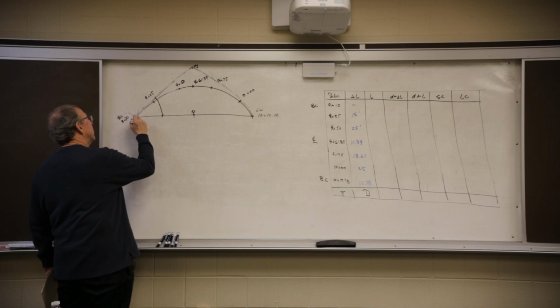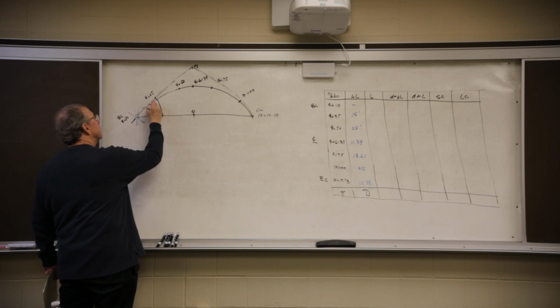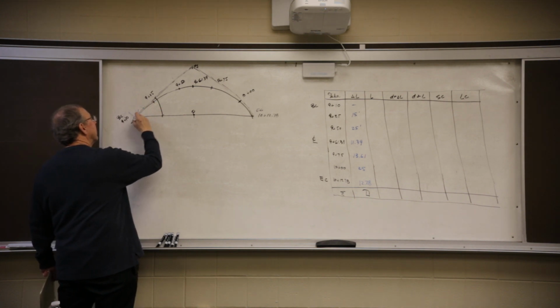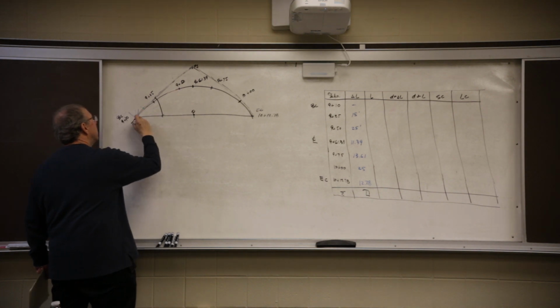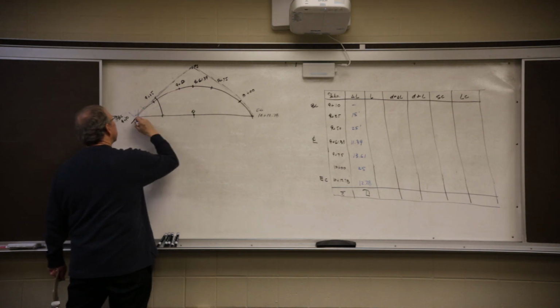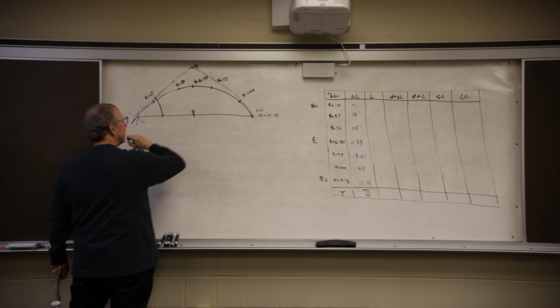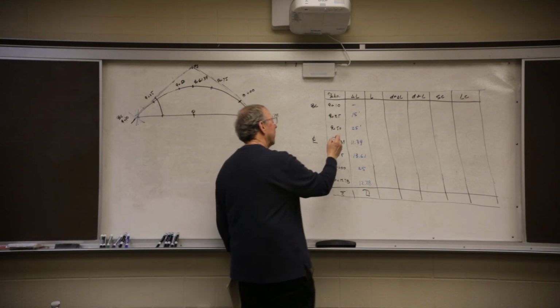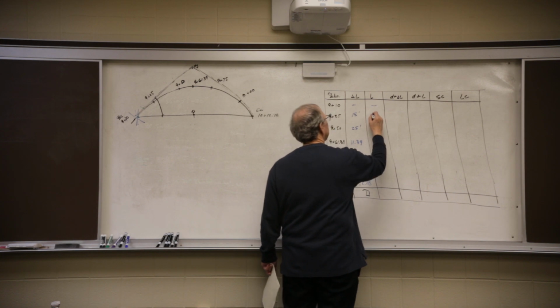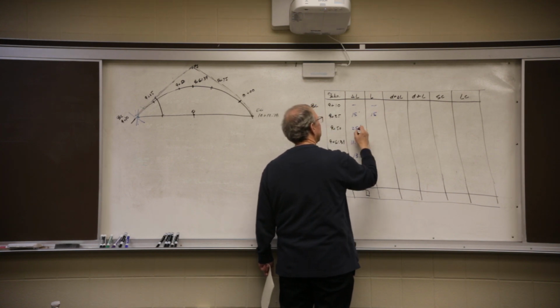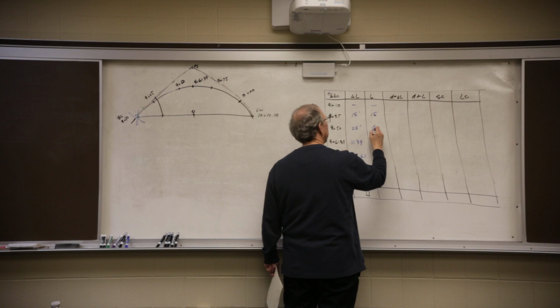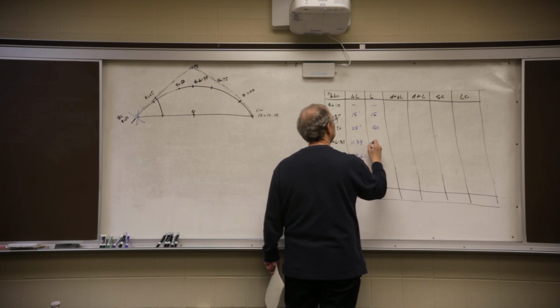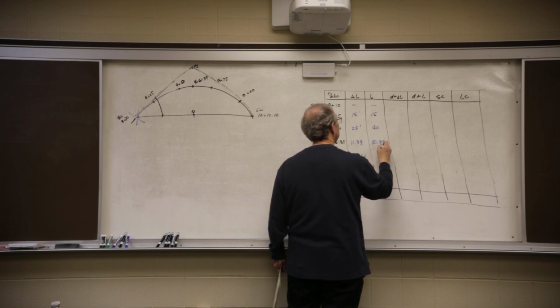Okay, the next is the distance from the beginning to each stake. So the first one is from here to the first stake. Second one is the beginning to the second stake, beginning to the third stake, beginning to the fourth stake, and so on. So all I got to do is use this as my tally. Start out 15. 15 plus 25 is 40. 40 plus 11 is 51.39.